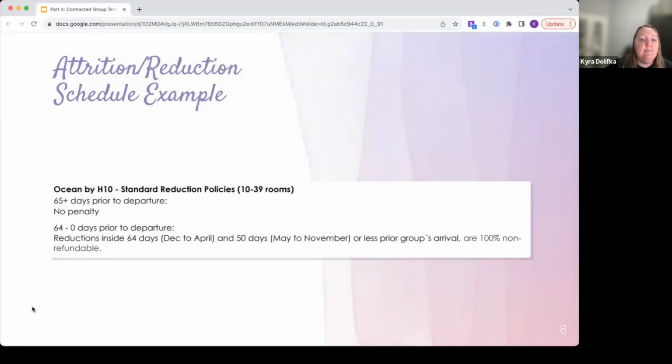Here is a very simple example of an attrition or a reduction schedule. Look at this. Here we have 65 days prior to departure, no penalty. That means at this resort, the same one we were just looking at for cancellation, if you blocked 50 rooms and you only need 40 rooms, and it is over 65 days in advance, you have no penalty to remove those rooms. So you can contract extra rooms that you think you might need, and you can remove them over 65 days in advance at no penalty.